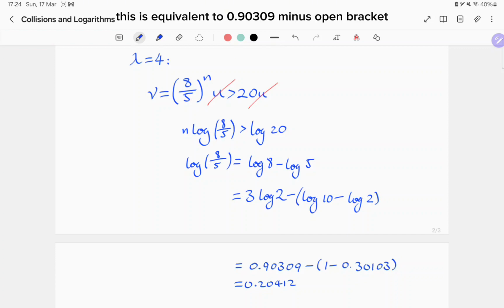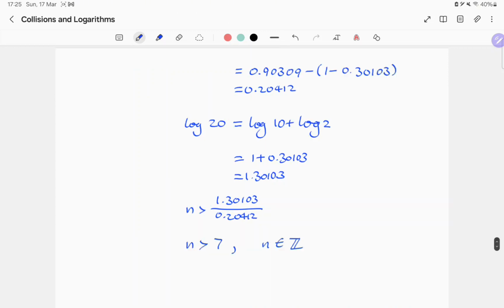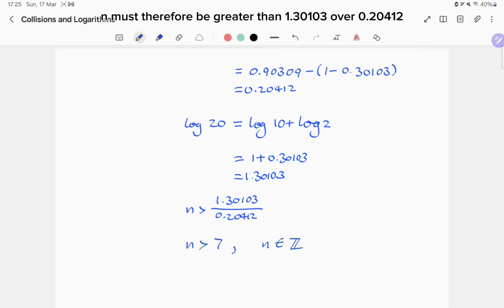0.90309 minus, open bracket, 1 minus 0.30103, close bracket, which is equivalent to 0.20412. We also have log 20 equals log 10 plus log 2, which is 1 plus 0.30103, which is 1.30103. n must therefore be greater than 1.30103 over 0.20412, and therefore n is greater than 7 for all integer n.